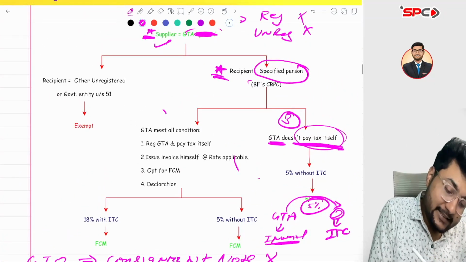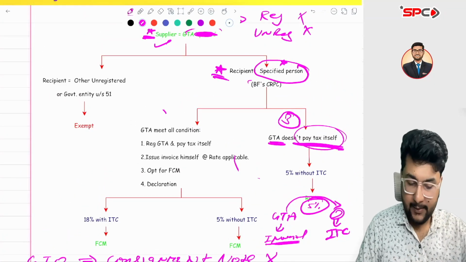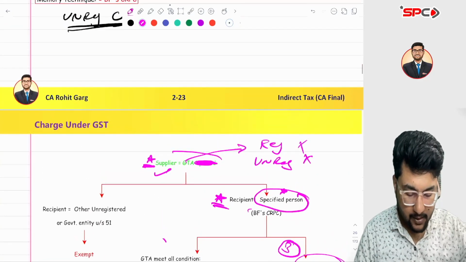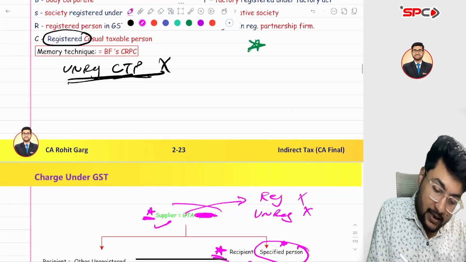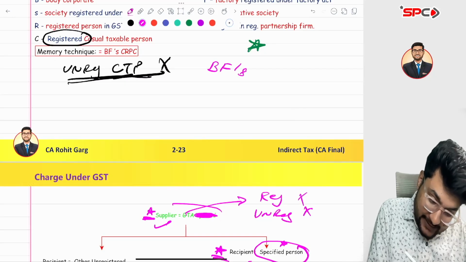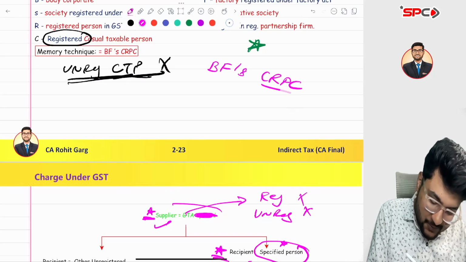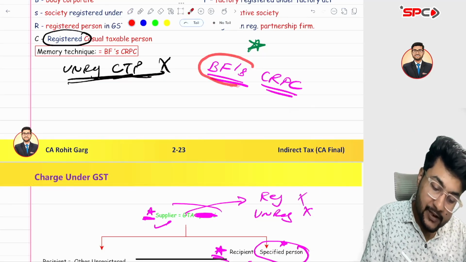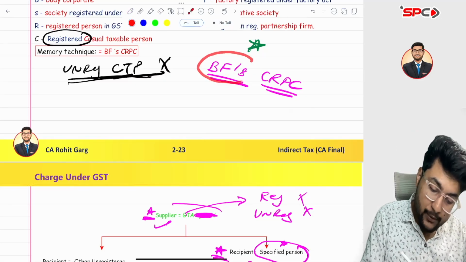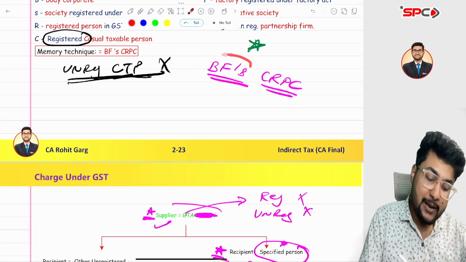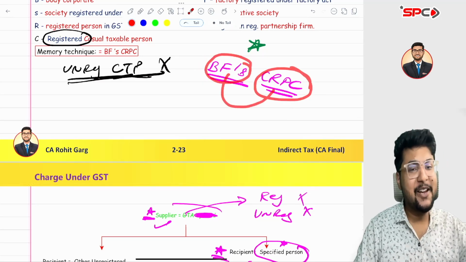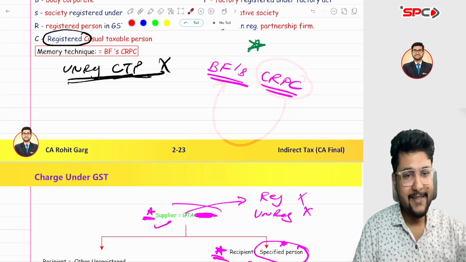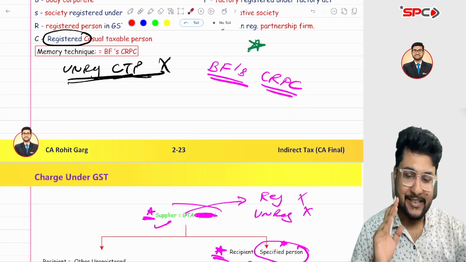Okay. Now let's talk about what a specified person is. I have made a very good memory technique here. The memory technique is BFCRPC. So simple, easy to remember. Girls, if any boyfriend cheats on you, you will apply the CRPC Act. It's a criminal act. You can apply the CRPC Act on your BFs, right? If any boyfriend is cheating.